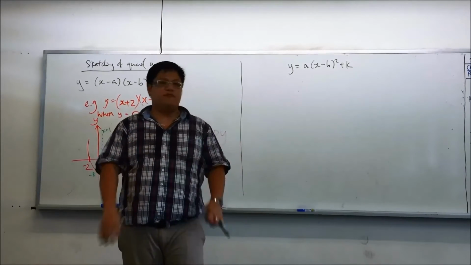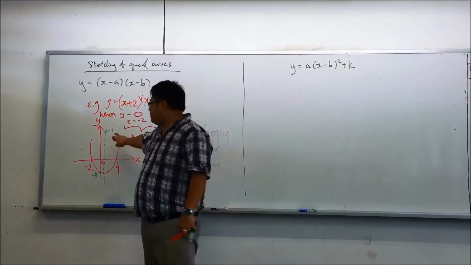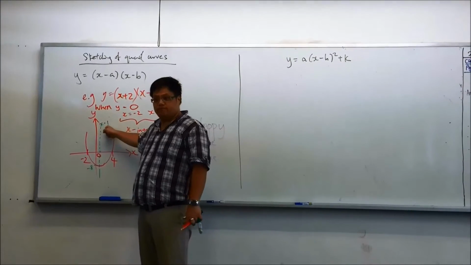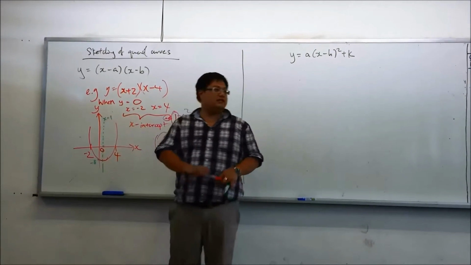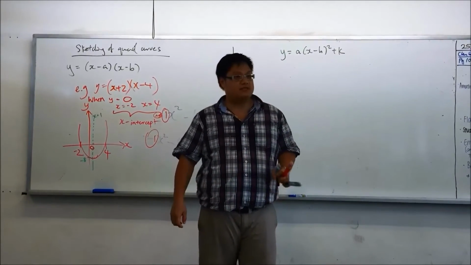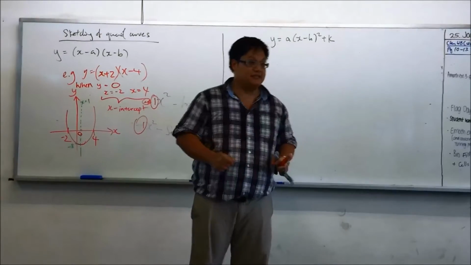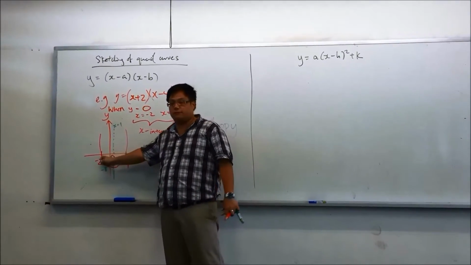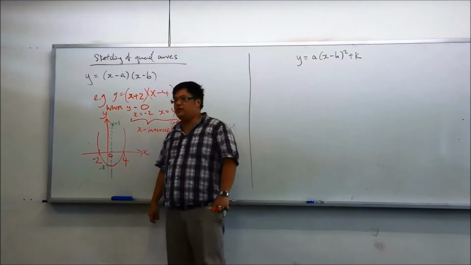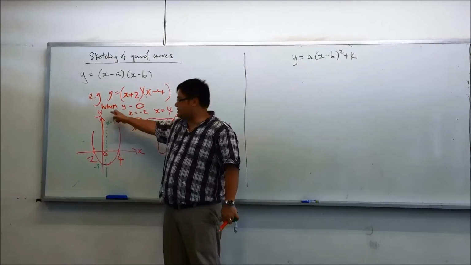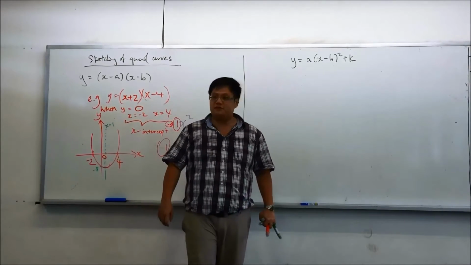In the previous lesson, I shared this. The equation of the line of symmetry of a quadratic graph always takes the form of x equals a. But what is this a? It is actually the average of your x-intercepts. I say again, it is the average of your x-intercepts. Are we okay? So if you take 4 plus negative 2, we actually have 2. 2 divided by 2 is 1. That's why this is x equals 1. That's the equation of the line of symmetry for this curve.